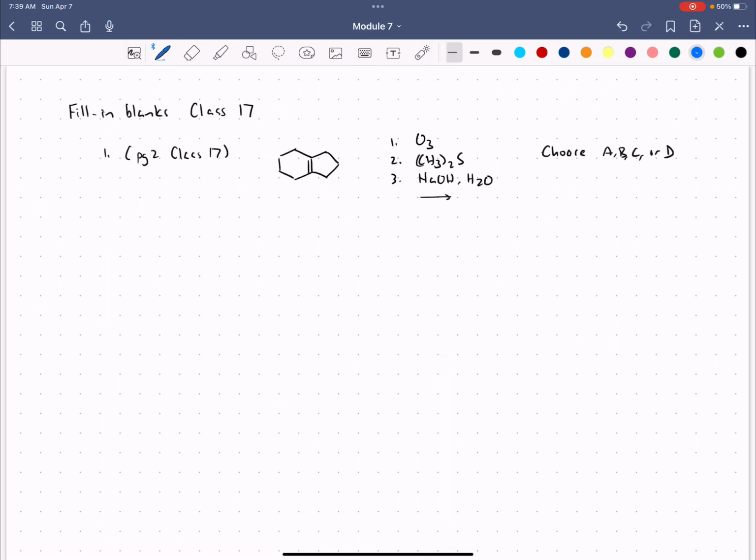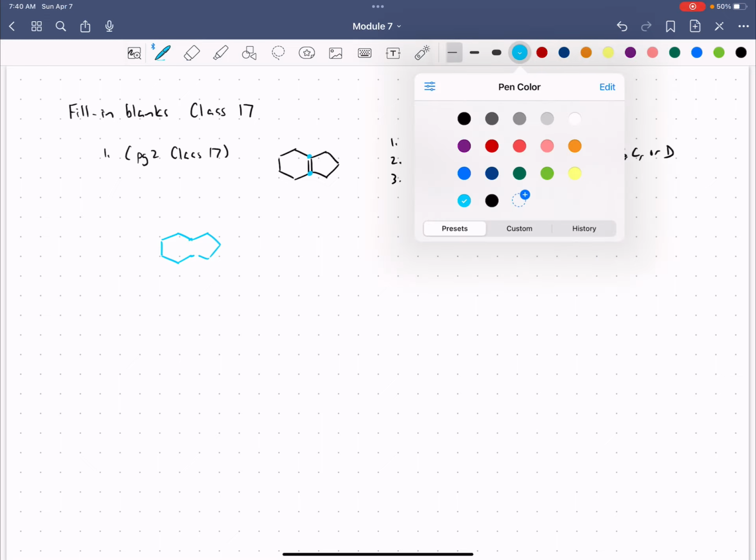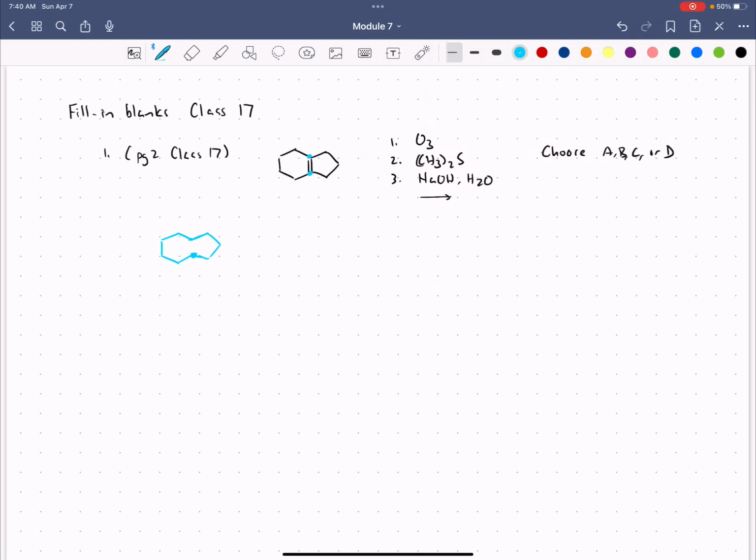On a scratch sheet of paper, I'm not going to go through the mechanism, but I'll go through my thinking. We have ozonolysis, and we know that with ozonolysis we split the alkene and add carbonyl groups. So here are your dots. It doesn't have to look pretty, it just has to have the right connections.